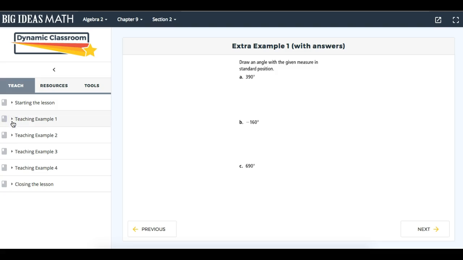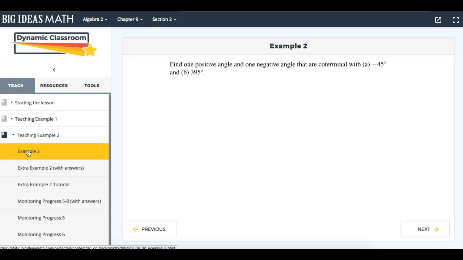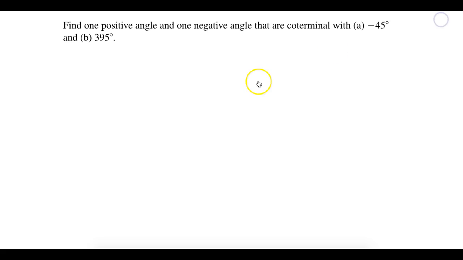Okay, for the next part, I'm going to show you another term that relates to triangles and angles. So let's go ahead and look at this problem right here. Find one positive angle and one negative angle that are coterminal with negative 45 and with 395. Okay, so the key word right here is coterminal.